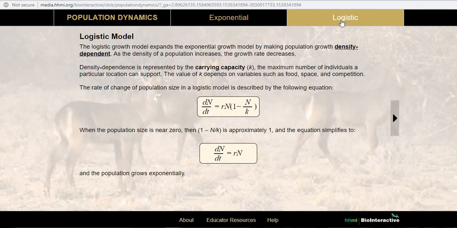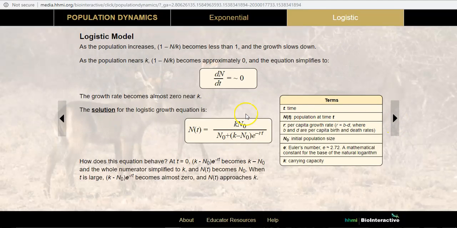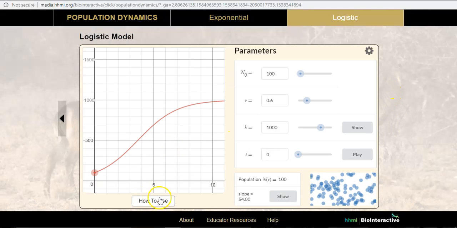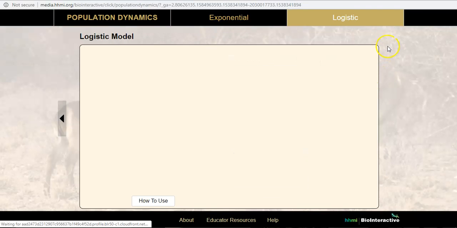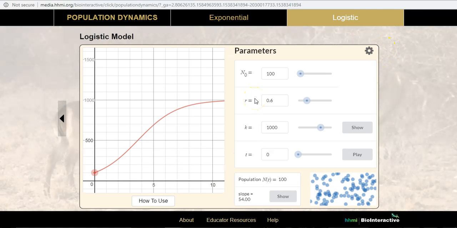Now you can move on to a logistic, and then they read and learn about logistic growth and learn that it is dependent on carrying capacity, K. So once we incorporate carrying capacity, we can now look at what happens to our population. So again, it gives you the how to use. You can change everything. They're all similar to the exponential one. So this is where this K comes into play.